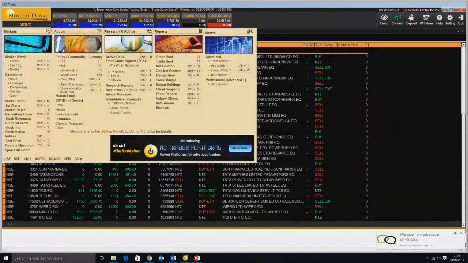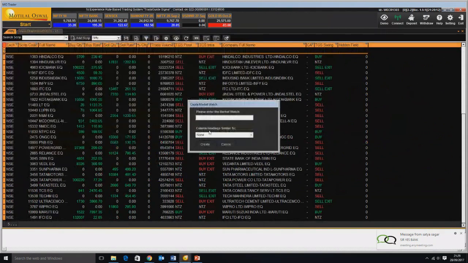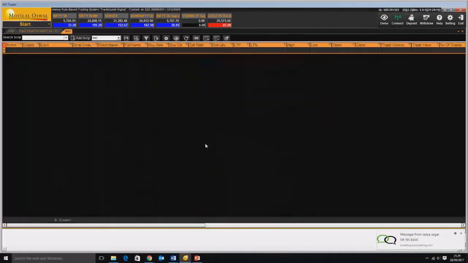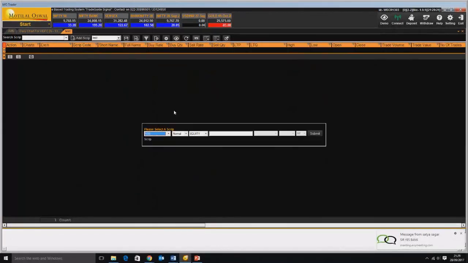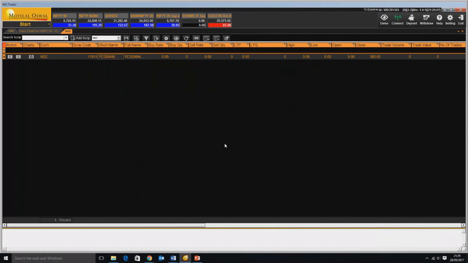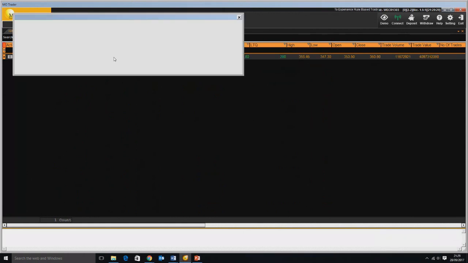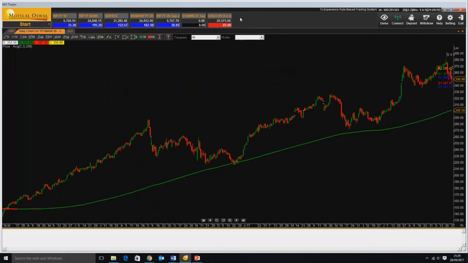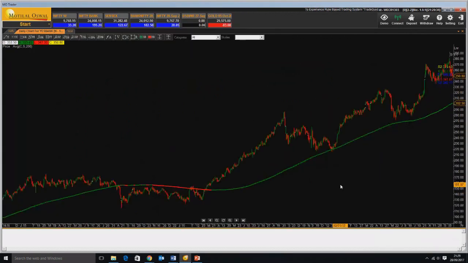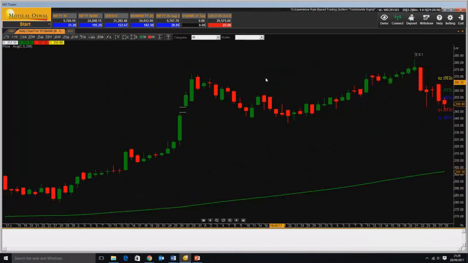Okay, let's create a new market watch. I'm going to give you lessons on this Orient Light also, how you're going to use that. It's very simple and very easy to use, especially for the users, right? So Yes Bank, say we see Yes Bank. So this is where Yes Bank is, right?